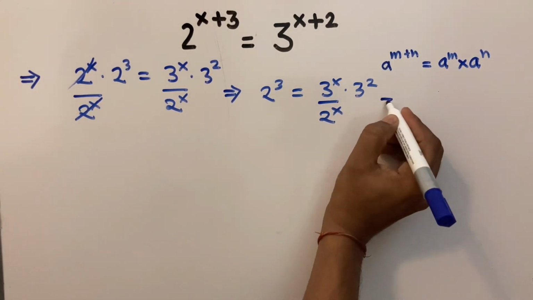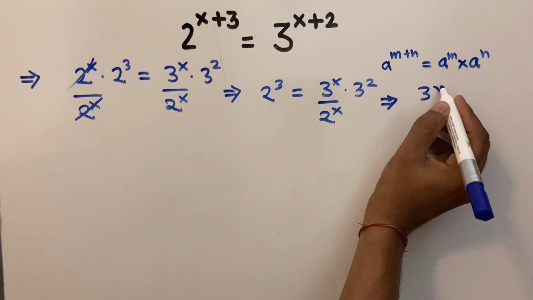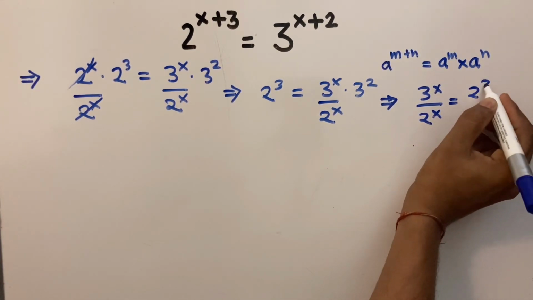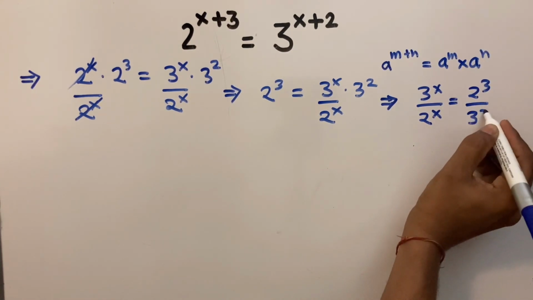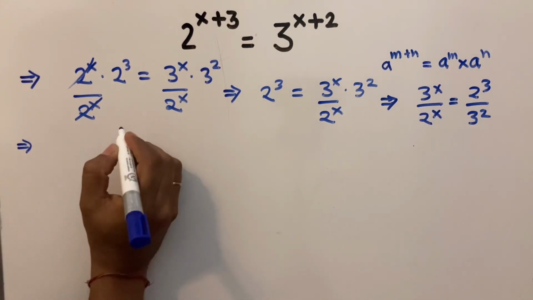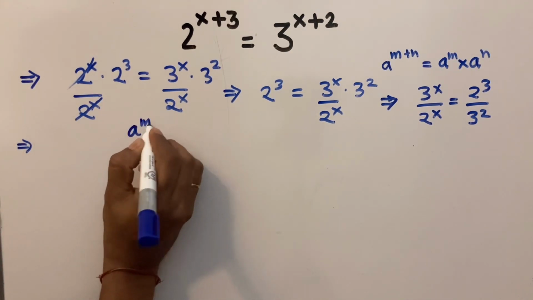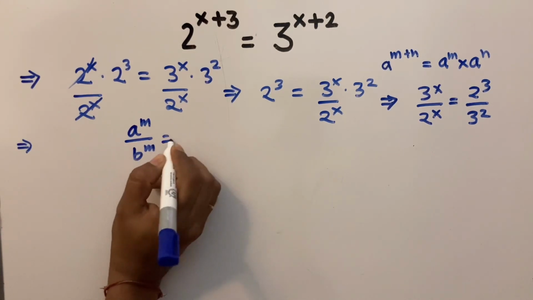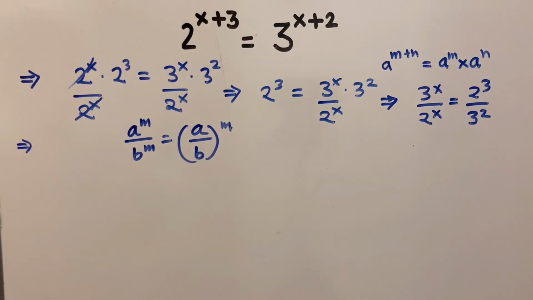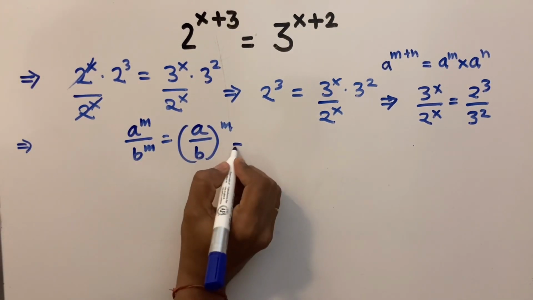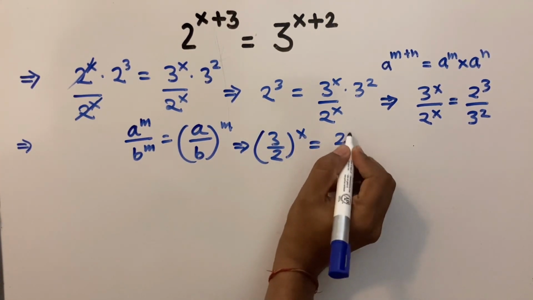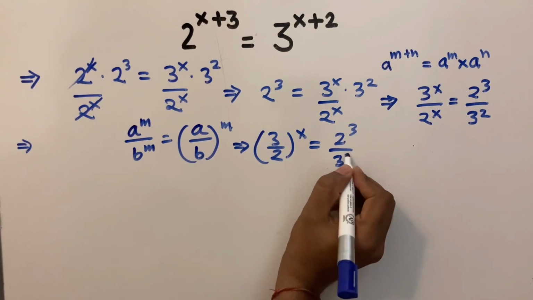This equation can be written as 3 to the power x divided by 2 to the power x equals 2 to the power 3 divided by 3 to the power 2. This equation can be further simplified by using the exponential rule, that is a to the power m divided by b to the power m equals (a upon b) to the power m. So the equation becomes (3 by 2) to the power x equals 2 to the power 3 divided by 3 to the power 2.